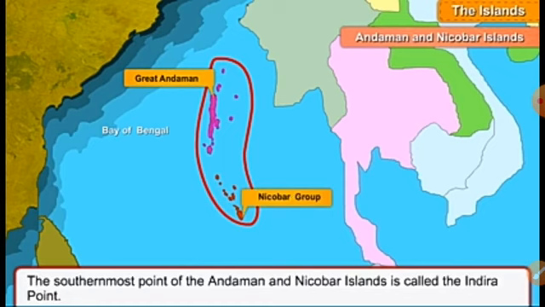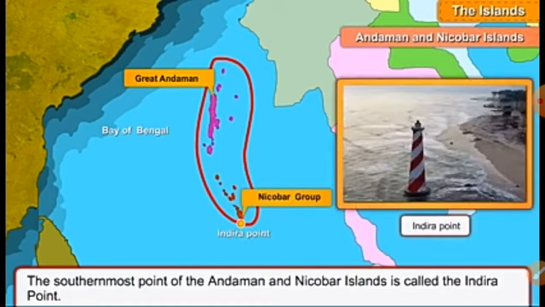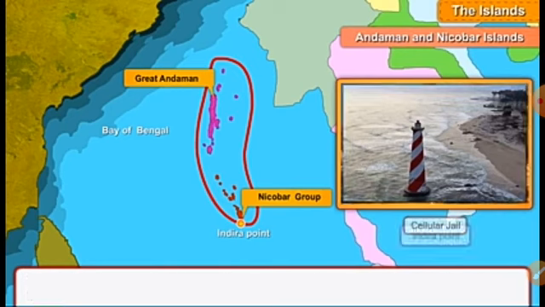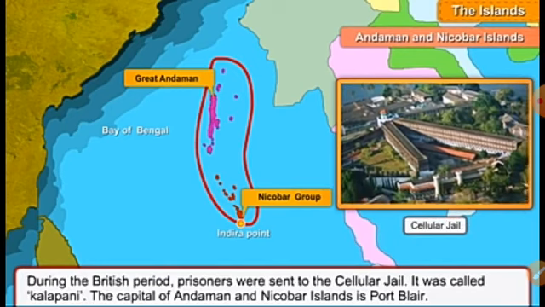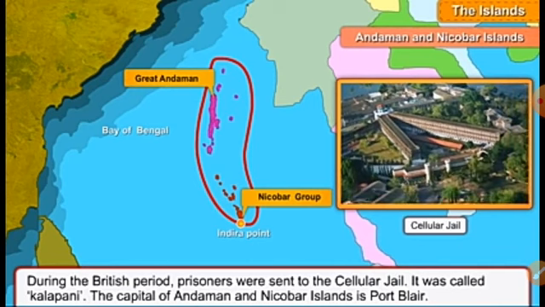The southernmost point of the Andaman and Nicobar Islands is called Indira Point. During the British period, prisoners were sent to the Cellular Jail. It was called Kalapani. The capital of Andaman and Nicobar Islands is Port Blair.